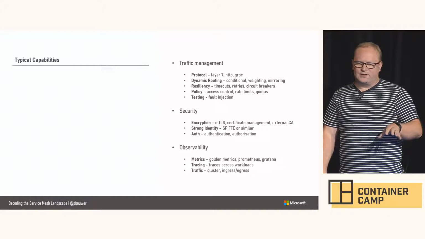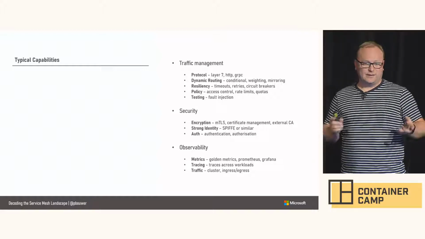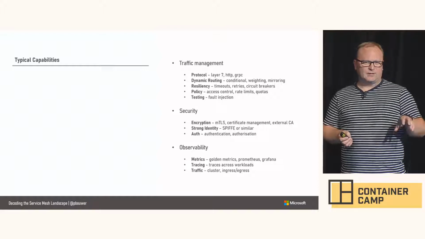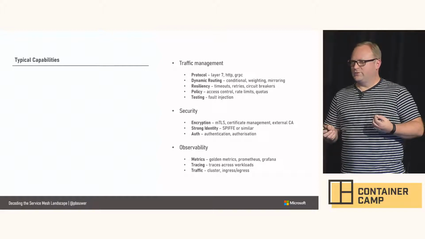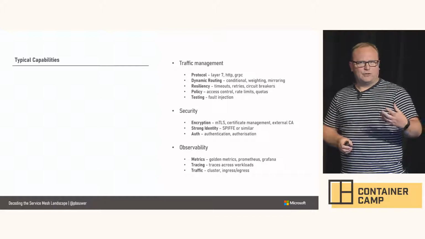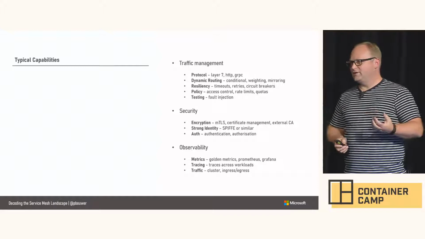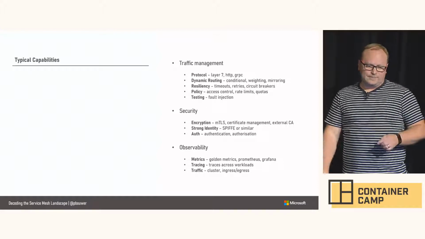And then policy. So here you can do access control. You can say who can access each of the services. And that's not necessarily from a user point of view. It's which services can talk to each other and which versions of which service can talk to each other. You could potentially do rate limiting on each of your services or on different paths and quotas.